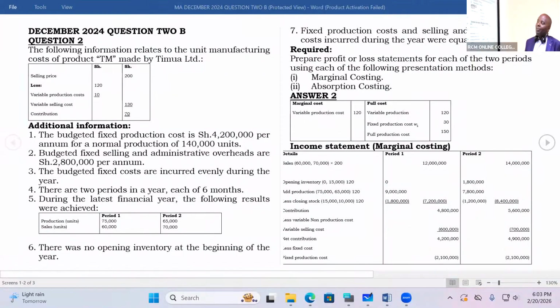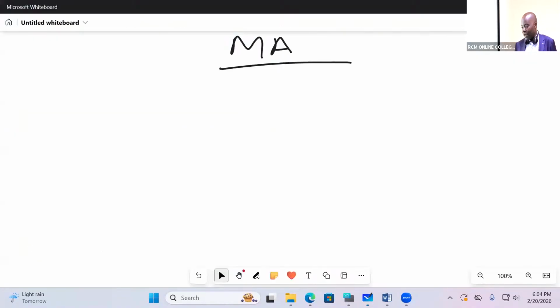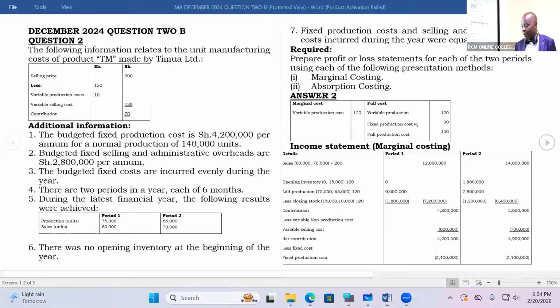Required: prepare a profit or loss statement for each of the 2 periods using each of the following presentation methods. Very fast, remember the very first thing before I start doing any P and L, marginal costing P and L or absorption costing P and L, I must come up with what we call the cost cards. Give me the cost cards.